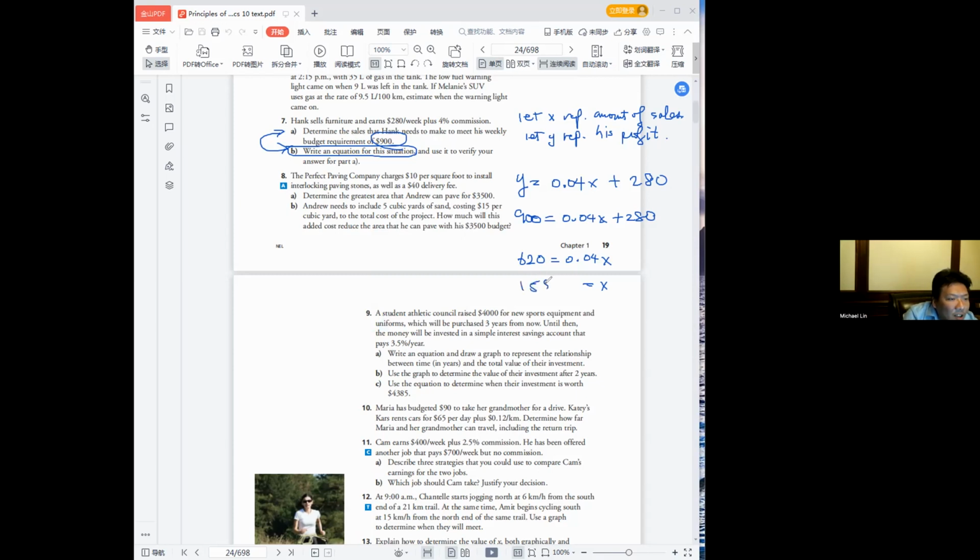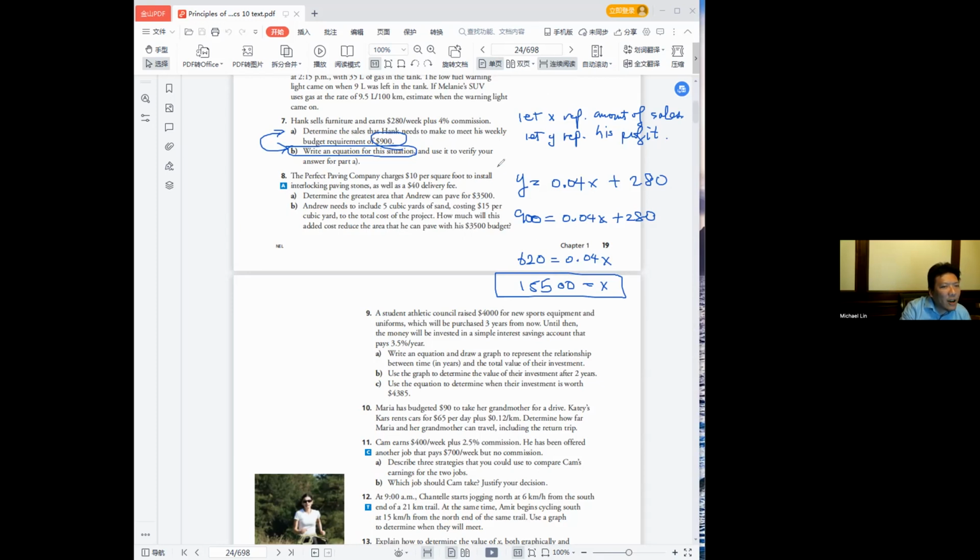That seems like a lot of sales just to make $900, but I'm not sure what he's selling. Maybe he's selling cars, in which case $15,000 is like nothing, because every car is at least like $40,000, right? So he needs to make 15,000 in sales in order to make his weekly budget requirement of $900. This guy has to be pretty good at selling.